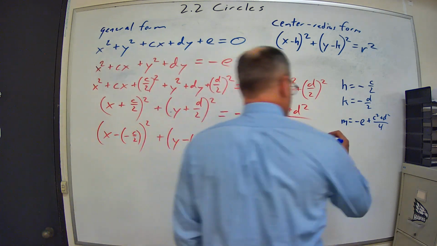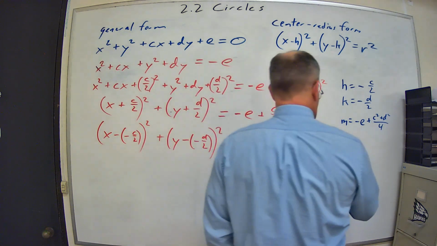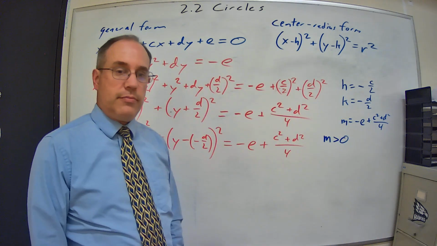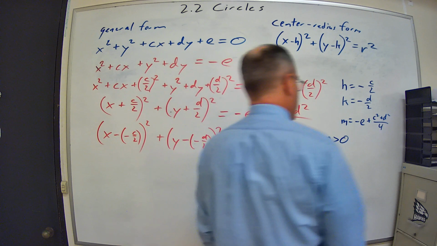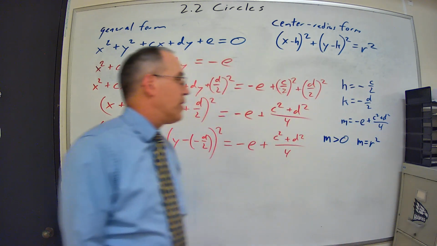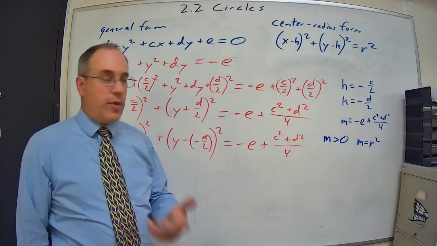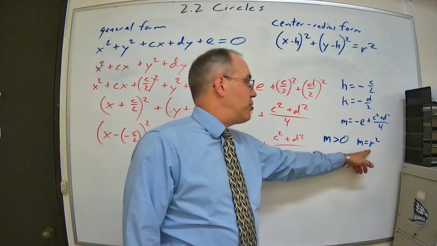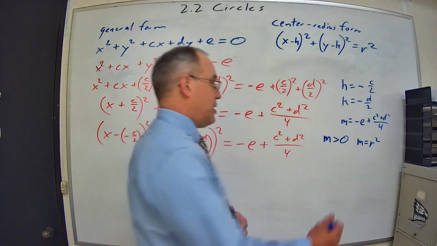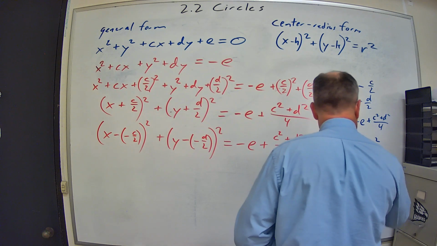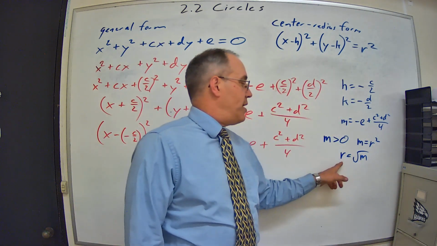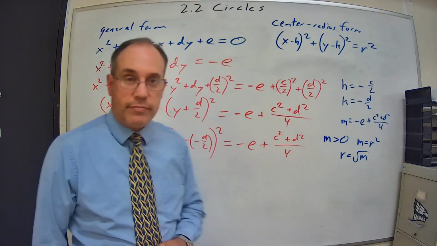One, if m is greater than 0, then m is equal to r squared. So if m comes out to be greater than 0, then we are dealing with a circle with a radius that is the square root, or so I'm going to take this one step further. R is equal to the square root of m, just to clarify that, where the radius r is equal to the square root of m.